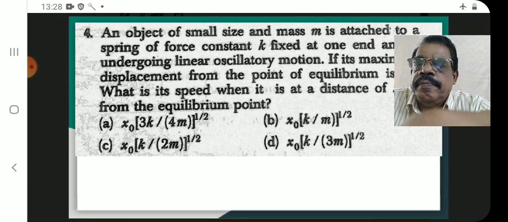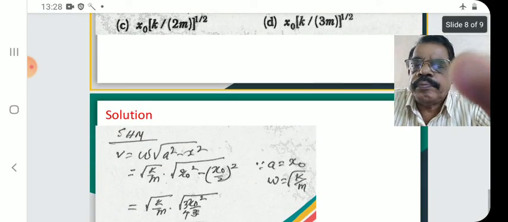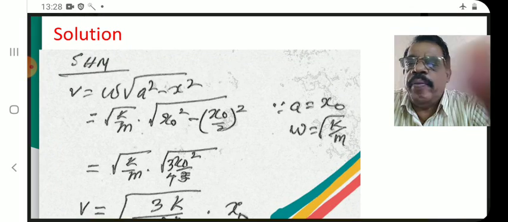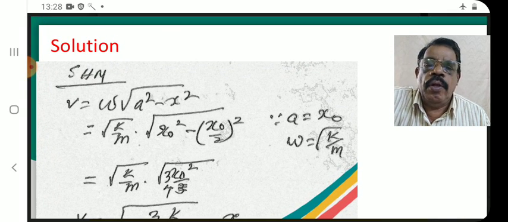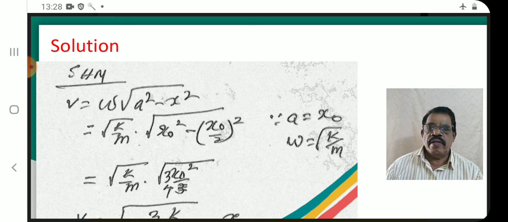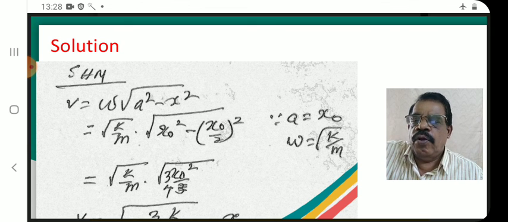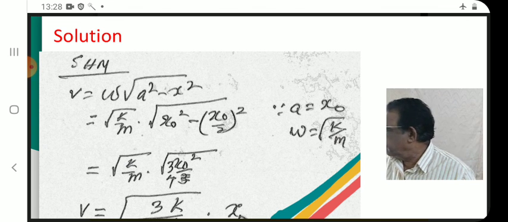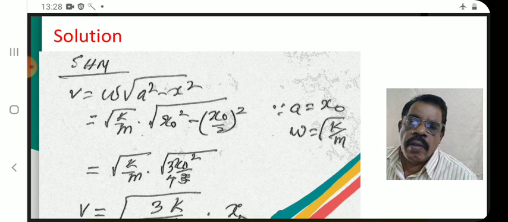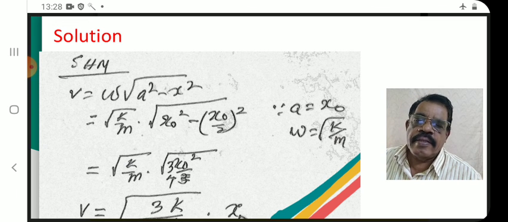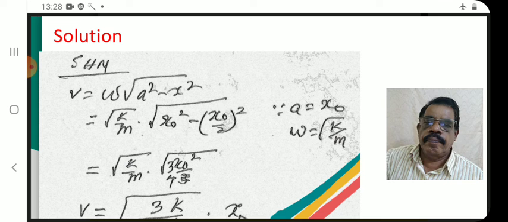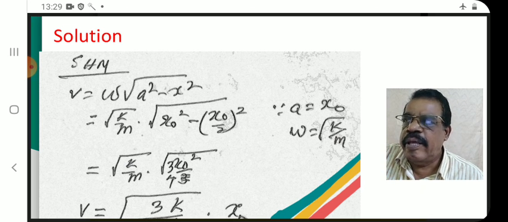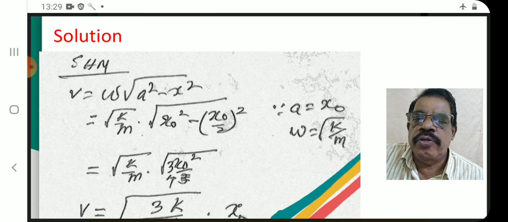Let us see the answer. For simple harmonic motion, you know the velocity is given by omega into root of a square minus x square. And here a is x0 and x, the displacement, is halfway, that is x0 by 2.